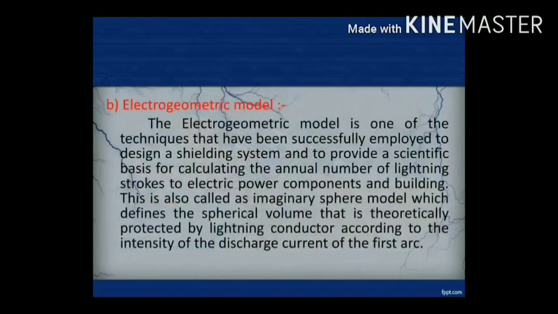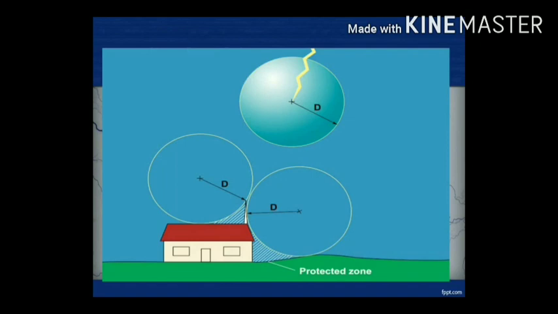Next one is the electrogeometric model. The electrogeometric model is one of the techniques that have been successfully employed to design shielding systems and to provide a scientific basis for calculating the annual number of lightning strokes to electric power components and buildings. It is also called the imaginary sphere model, which defines the spherical volume that is theoretically protected by lightning conductors according to the intensity of the discharge current of the first arc. This is an image of the electrogeometric model.